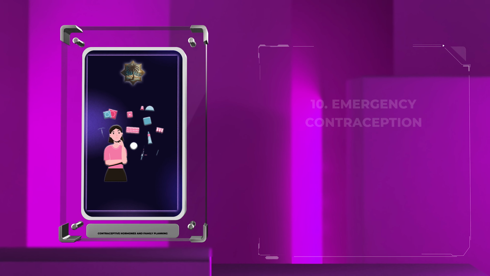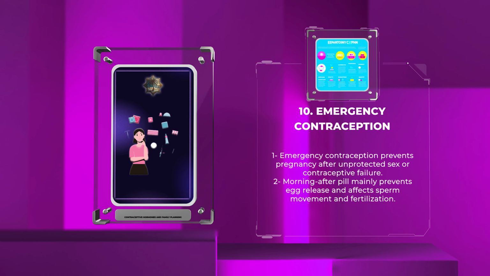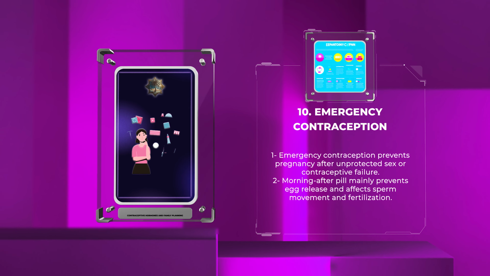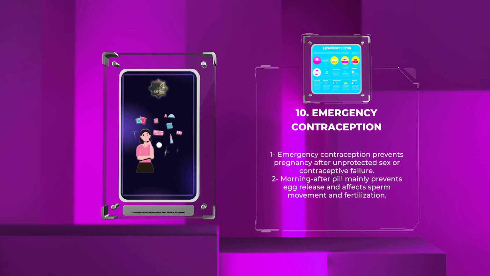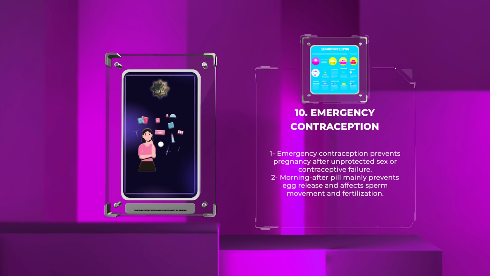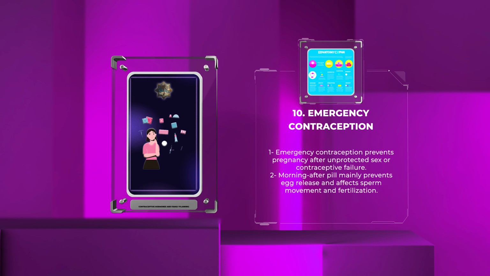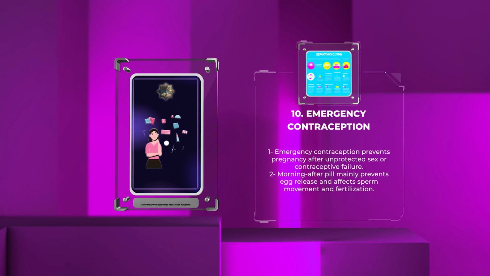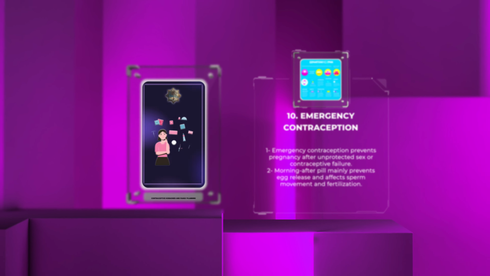Emergency contraception is a method to prevent pregnancy after unprotected sex or contraceptive failure. The morning after pill is a type of emergency contraception. It works by mainly preventing the release of an egg from the ovaries, but it can also affect the movement of sperm and the ability of sperm to fertilize an egg. This method should be used as soon as possible after intercourse to increase its effectiveness. It is important to note that emergency contraception does not protect against sexually transmitted infections.